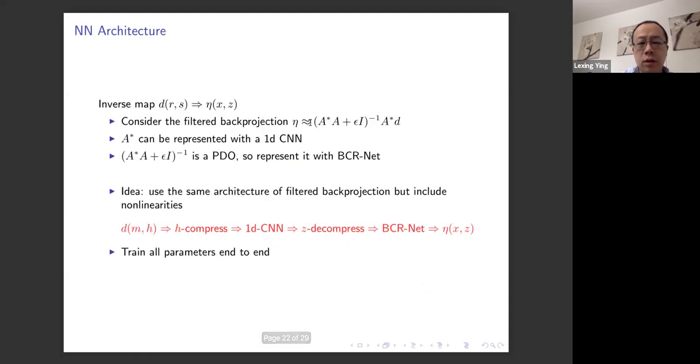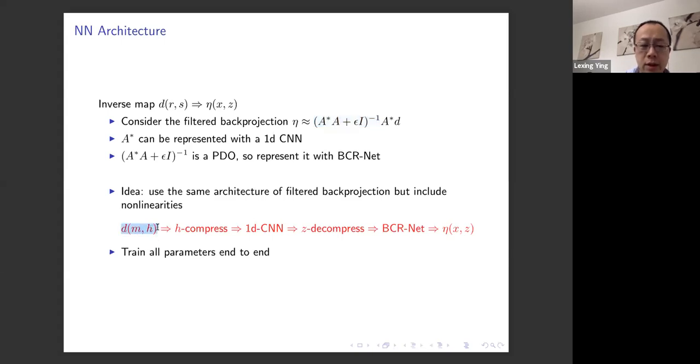Now, let me speed up a little bit. Again, to figure out what the inverse map is, we use a filtered back projection with this technical characterization. The A operator that we discussed on the previous slide can be represented by a 1D convolutional neural network with multiple channels. And the regularized inverse part, one can show, is also a pseudo-differential operator, so we're going to represent it with the BCR net. Here is the overall architecture for the inverse network for these problems.